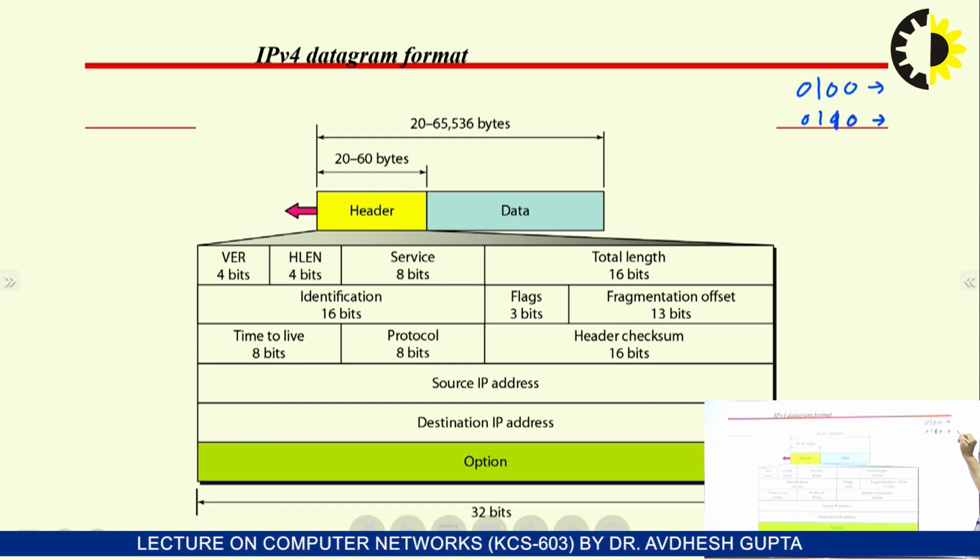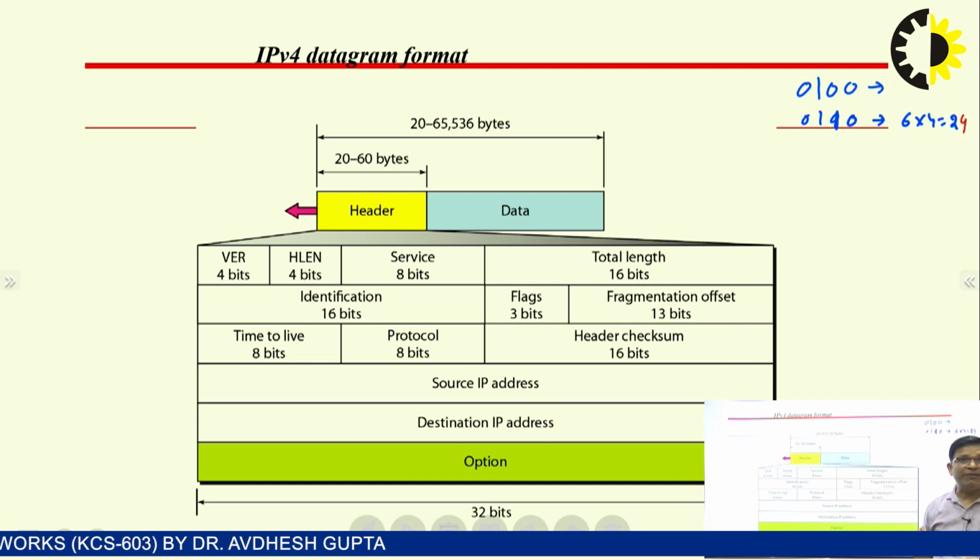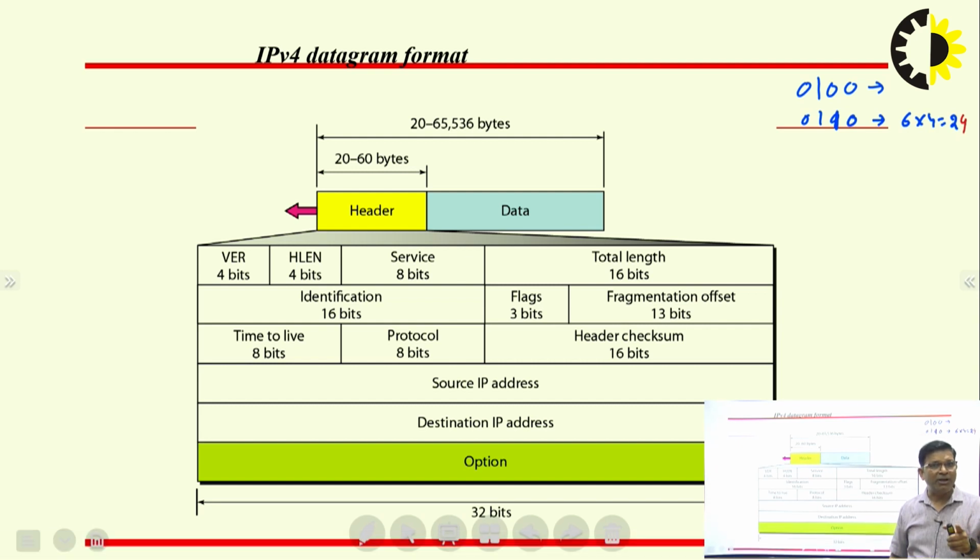So what is this? This is 6. 6 multiply 4 is 24. So the size of HLEN is 24, but the minimum size is 20 bytes for header. So we are keeping 20 bytes for header and 4 bytes kept for the option field. 4 bytes for option field. So 20 bytes header and 4 byte option field.